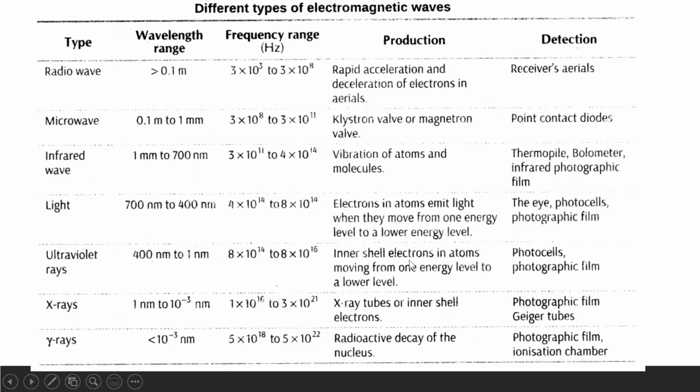So if an electron jumps from an inner shell to a still lower level, what happens? The energy difference comes out as ultraviolet rays, because the energy and the frequency are more than when an electron jumps from an outer energy level to a lower energy level.